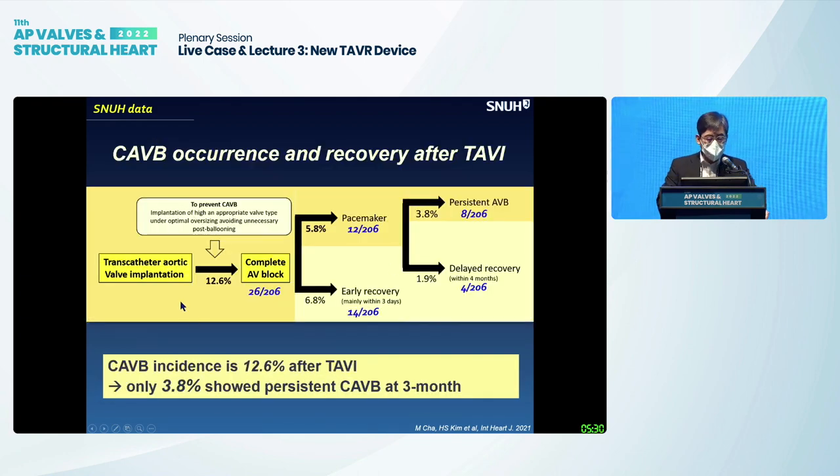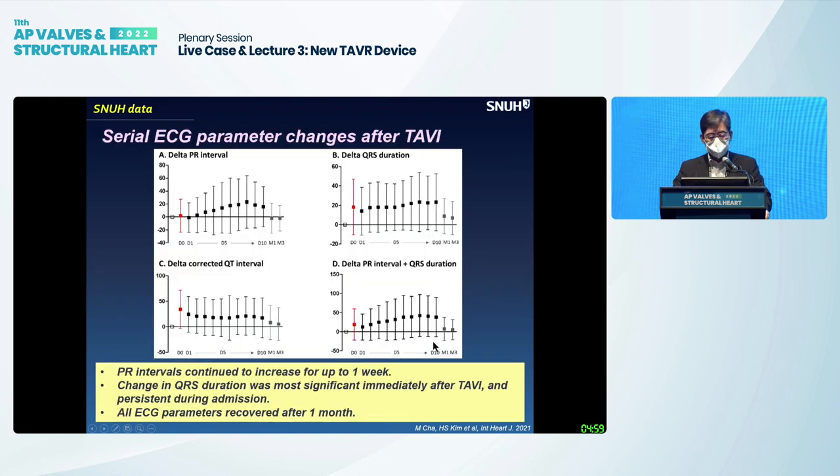To summarize this cohort, among 206 patients, 26 patients showed complete AV block, about 13% incidence. Half showed early recovery, and the other half, 6%, required pacemaker implantation. But actually, 2% of the patients showed delayed recovery. Only 4% of the whole cohort showed persistent AV block and required permanent pacemaker implantation.